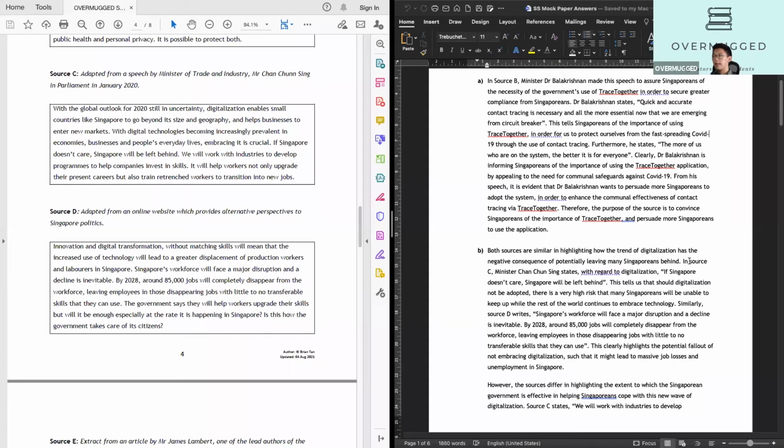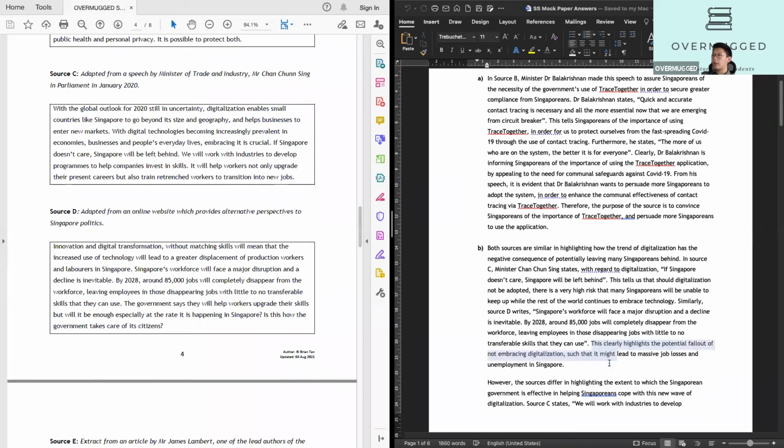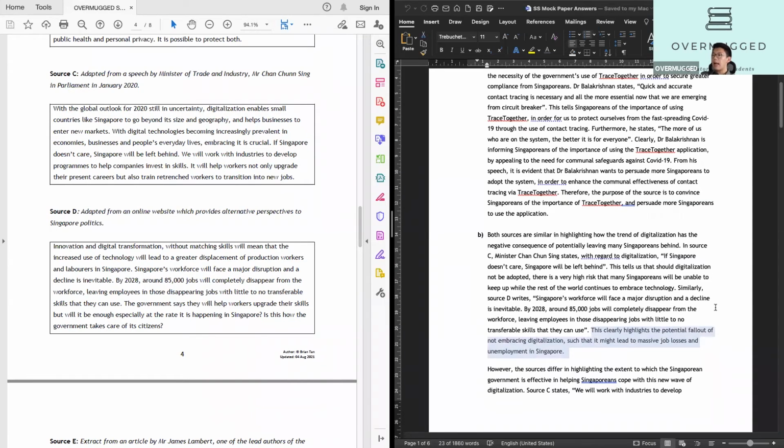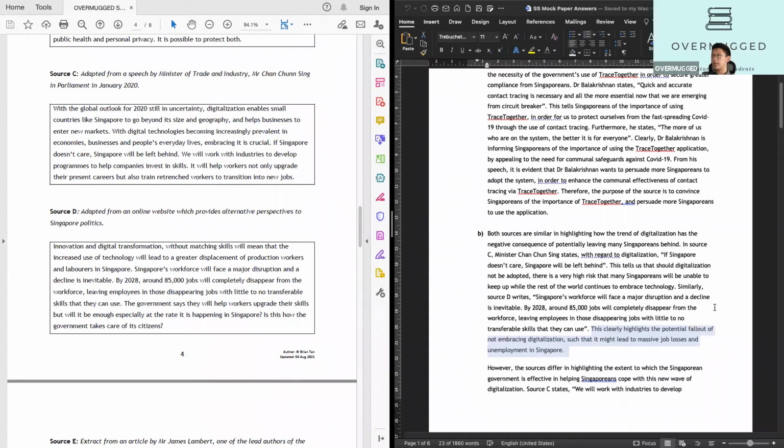So you can see here, right, that in my answer, I split the information between source C and source D separately. So I raise the evidence for source C, then I go on to elaborate on evidence in source C. After that, I state the evidence in source D, and I go on to elaborate the evidence in source D. Afterwards, I combine them together and state that this clearly highlights the potential fallout of not embracing digitalization, such that it might lead to massive job losses and unemployment in Singapore. So now I'm stating the similarities after I'm done elaborating on it.